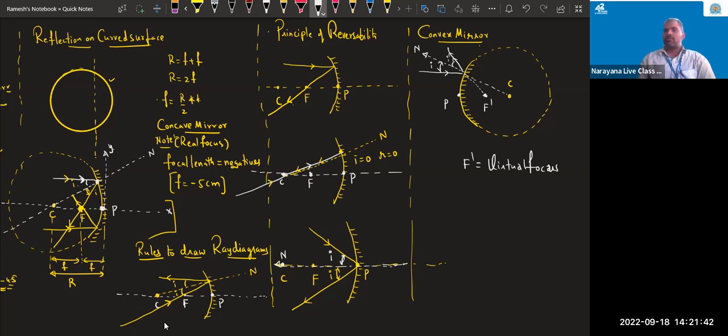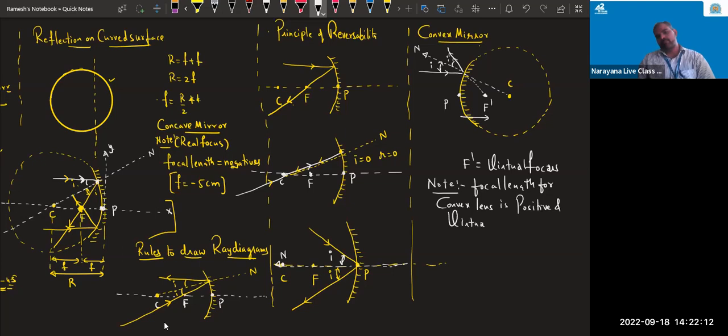Understood? So the focal point is on the right side, no? So for a convex mirror, is the focal length plus or minus? Plus you should take. That is a very, very important note. The small things only you should know. Focal length for a convex lens is always what? Positive. It is positive and virtual. Say yes or no? Okay. Copy quickly.